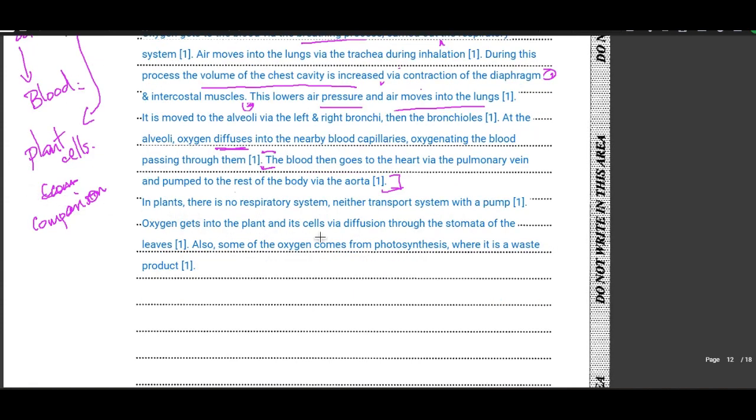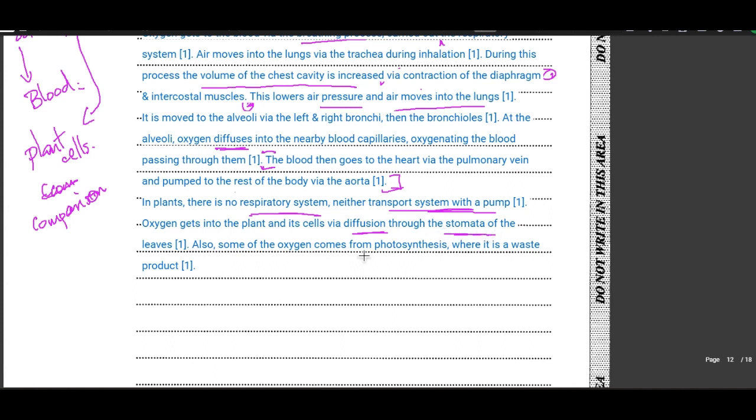The next part now, in plants, we want to compare. So we make some comparisons. Firstly, we indicate that there's no respiratory system in the plant, neither a transport system with a pump. So we clarify that first thing: this is what the plant does not have compared to the human. And then we indicate, well, what does it do instead? How does the oxygen get into the plants? It's going to get into the plants via diffusion through the stomata of the leaves.